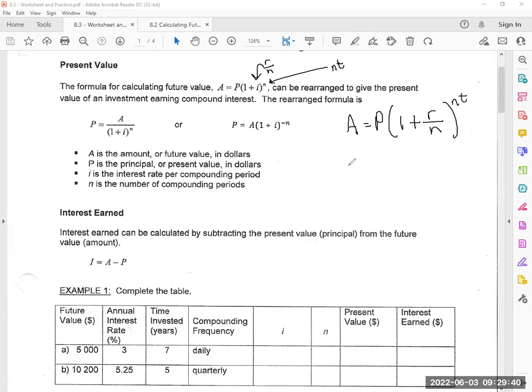Now with that said, let me write this out. What if I have my A, I don't have my P, I have my 1 plus R over N, and I have my NT. In other words, for example, just to have numbers, let's pretend this is $100. That's my P, I have 1.01, and I have like 10. Or how about just 1 year? 1 year. How do you calculate P again?